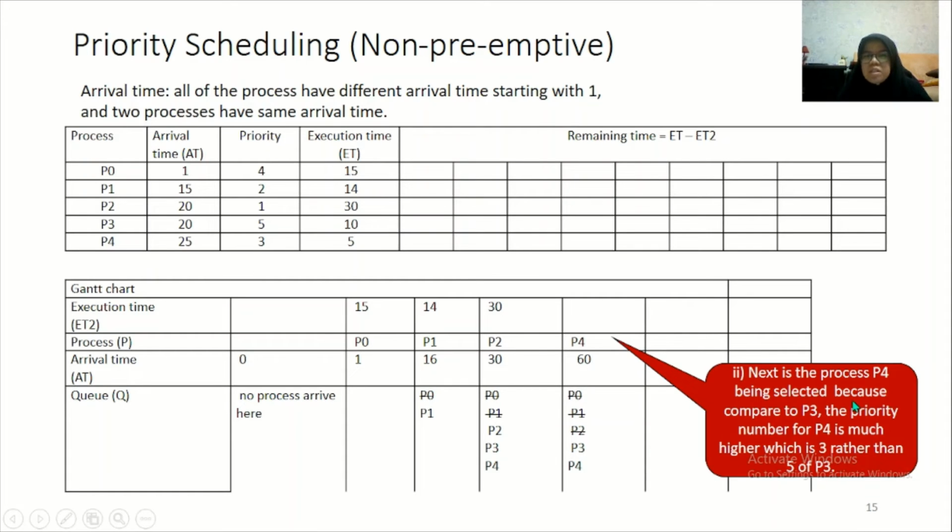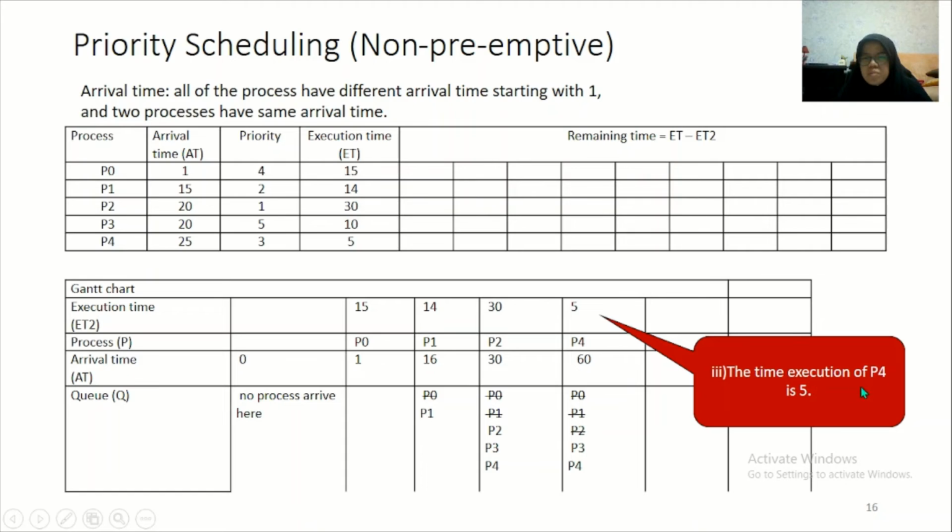The next process being selected is P4 because of the priority number. If we compare P4 with P3, the priority number for P4 is 3 and P3 is 5. Even though the arrival time for P4 is 25, we look at the priority number, which is 3, a much higher priority because of the lower integer. So we choose P4.